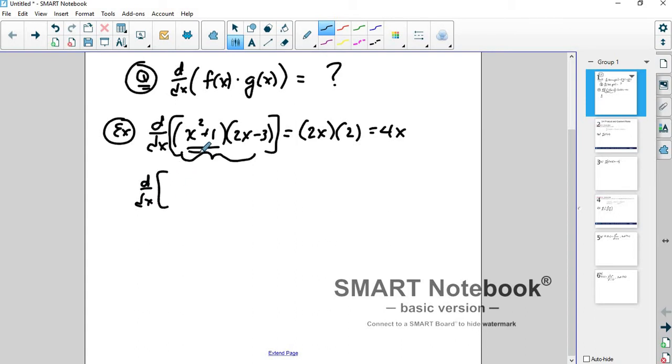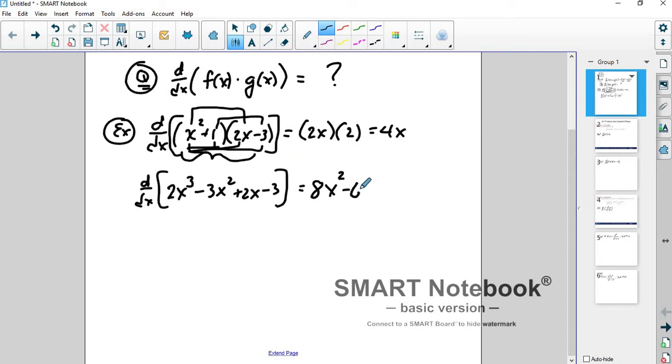So let's FOIL this out. If we FOIL this out, we get x squared times 2x, which is 2x cubed. And then we get negative 3x squared, and we get plus 2x, and we get minus 3. And so if I take that derivative, I get 6x squared minus 6x plus 2, which is nowhere close to 4x. That's not anything close to that at all. So what's going on here?